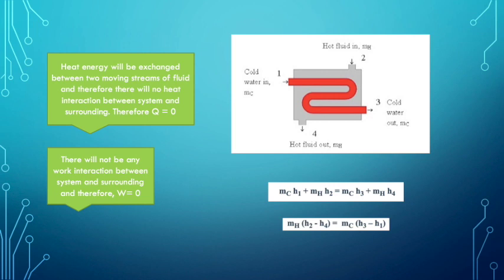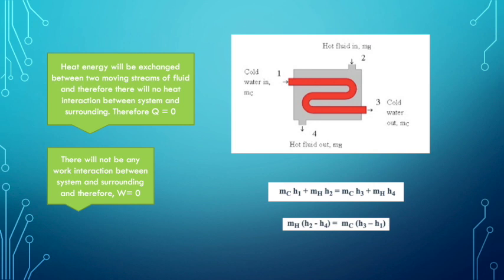Heat energy will be exchanged between two moving streams of fluid, and therefore there will be no heat interaction between system and surrounding. Therefore, Q equals 0. There will not be any work interaction between system and surrounding, and therefore W equals 0.